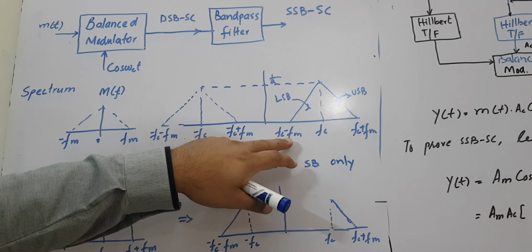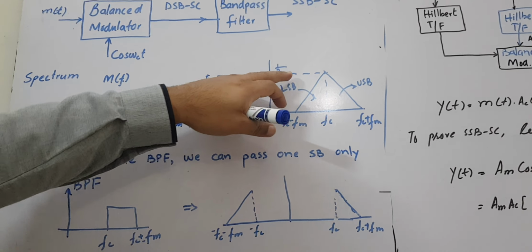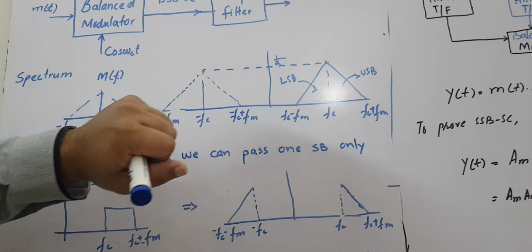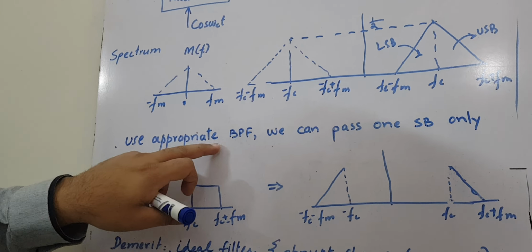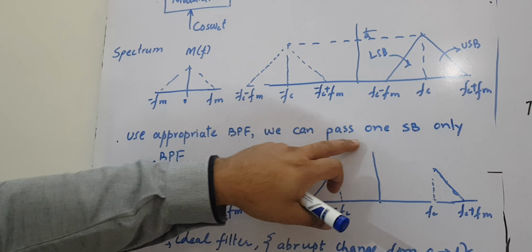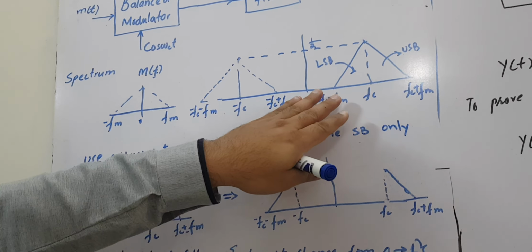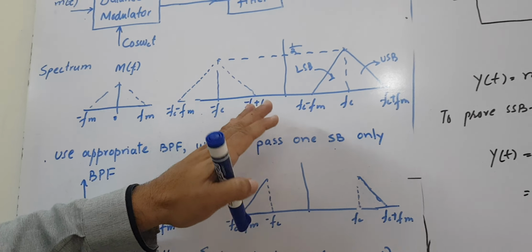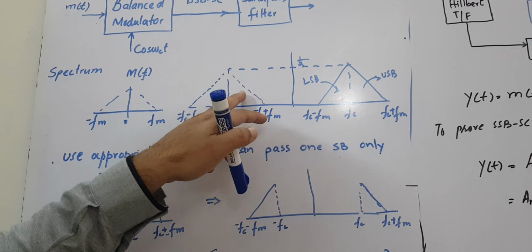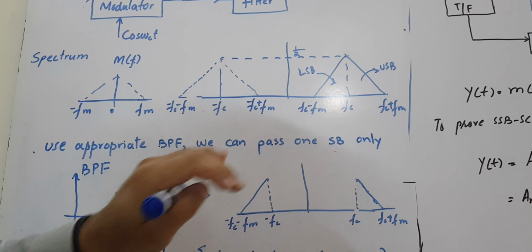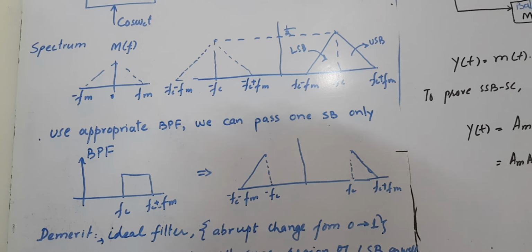Similarly here, f_c minus f_m. So this is the lower sideband and this is the upper sideband, and the amplitude of that signal is half of the amplitude. We use an appropriate band pass filter, and we can pass only one sideband and block the other sideband, either the lower sideband or the upper sideband. Like the upper sideband of this and upper sideband of that one, or the lower sideband of this and the lower sideband of that one, depending on the design of the appropriate band pass filter.